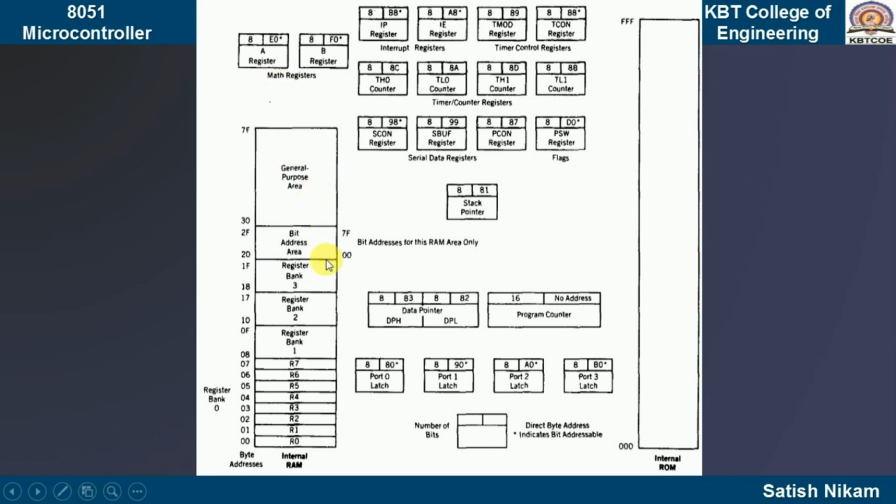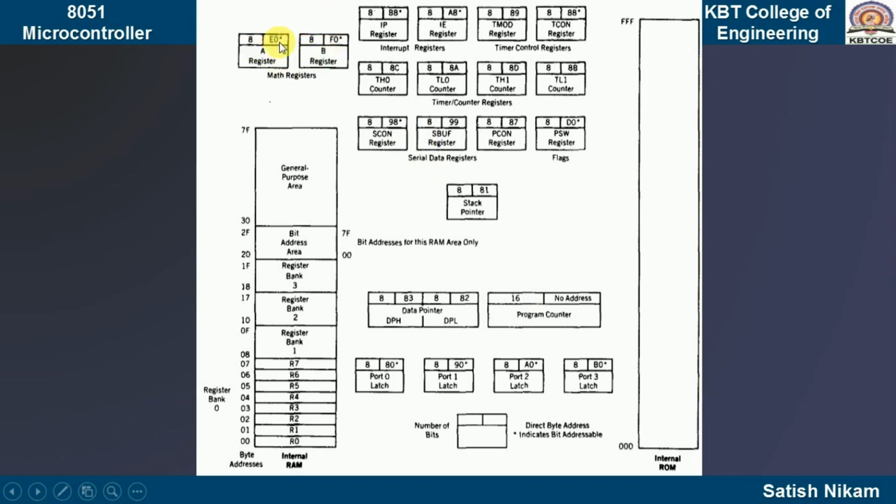Here ROM and RAM are used to store data, but there are some registers which are very important, and all the registers except one have addresses. There is one register which does not have an address. I will explain that. Every other register has some address.